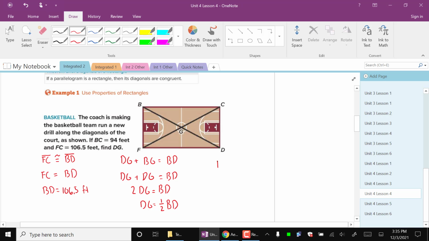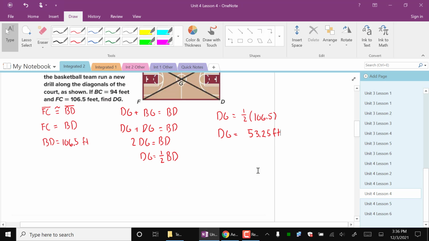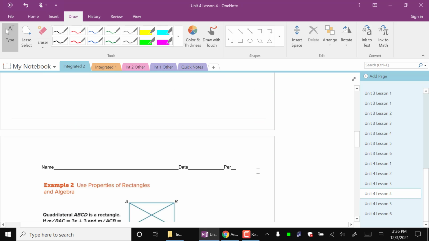So half of 106.5. Type that into your calculator. You get DG equals 53.25 feet. So that diagonal segment right there is 53.25 feet. So let's continue on using properties of rectangles. So let's take a look at the next example.